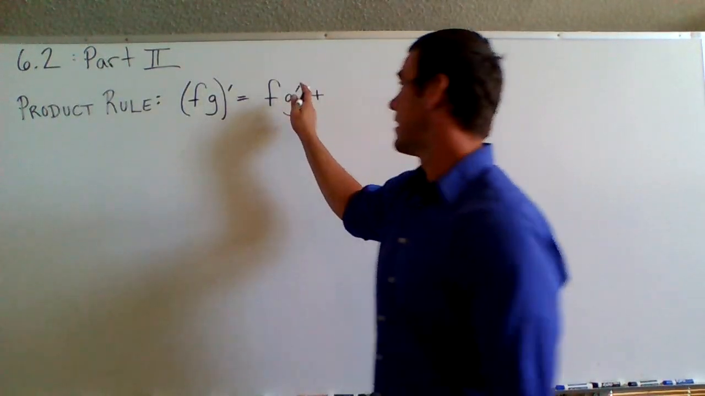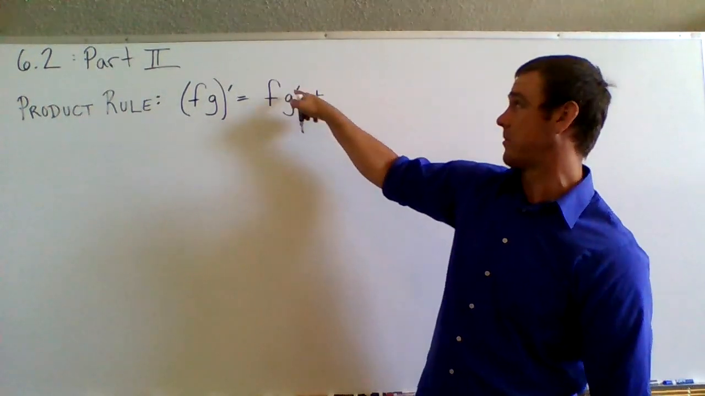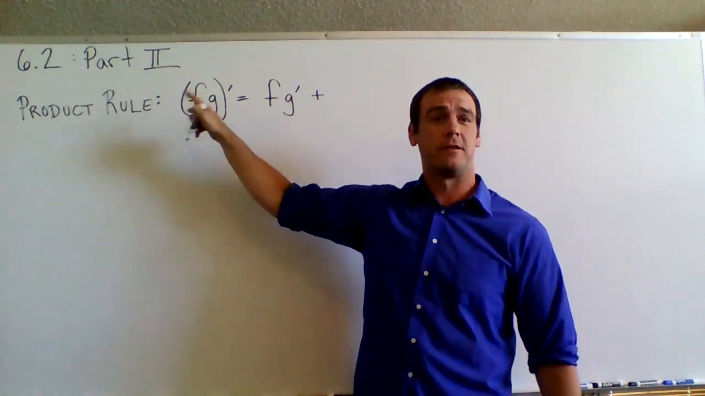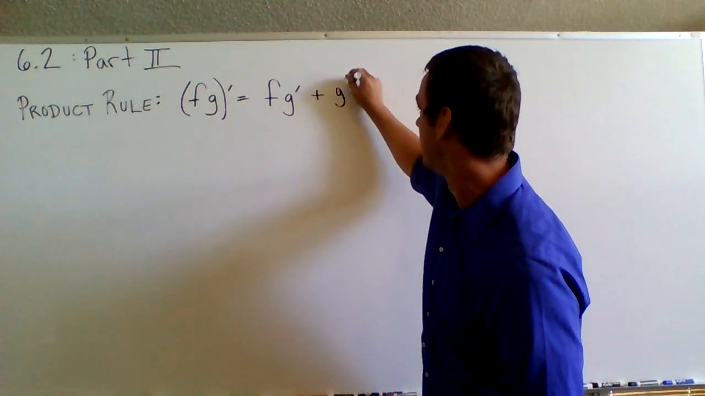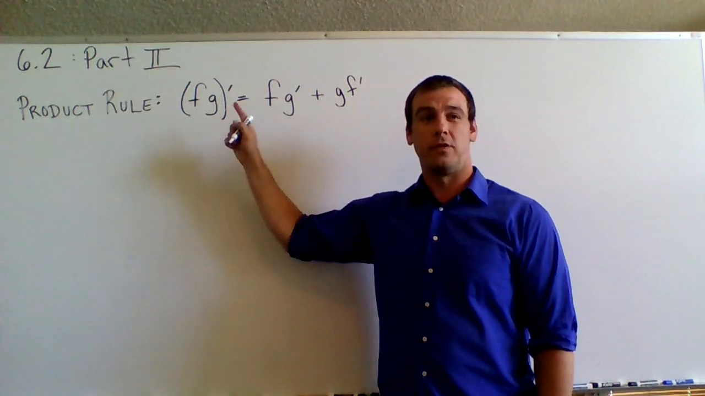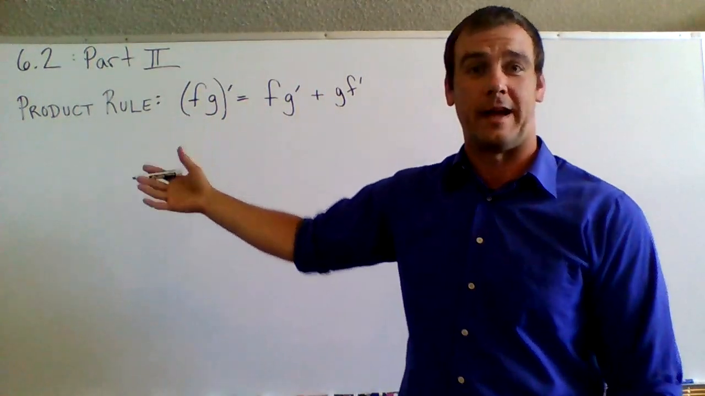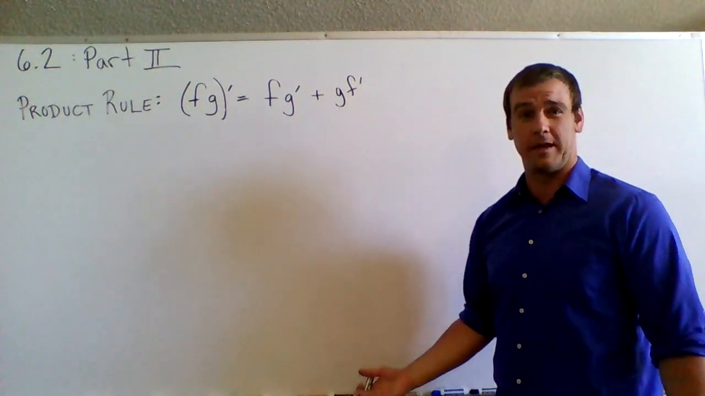plus, and then you just do it in reverse order, okay? So this was the first times the derivative of the second, and now we're going to do the second times the derivative of the first. It really doesn't matter which order you do these in. You could really do the second times the derivative of the first plus the first times the derivative of the second. But that's going to be basically it.